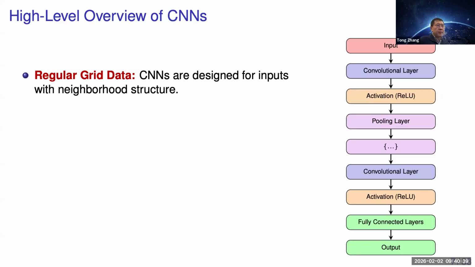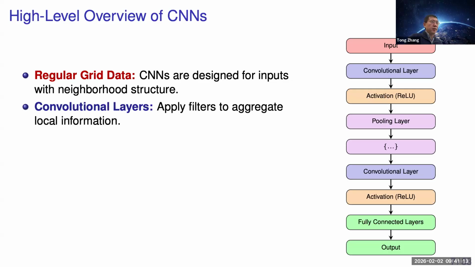So here it is, and we will go one by one soon through these convolutional neural network modules. You start with regular grid data because they require this translation invariance. CNNs are designed for images with a neighboring structure. You can also generalize to other structures like graph CNNs, but we will not talk about those. We focus on images in this example.